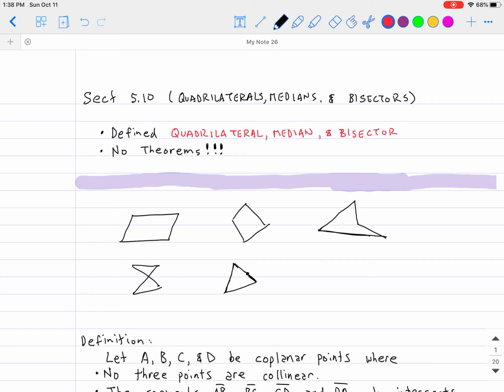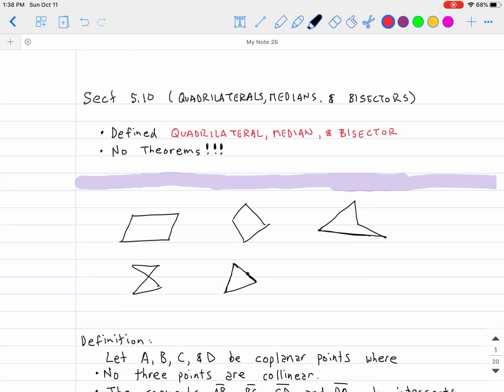Today, at the end of chapter 5, we will be talking about quadrilaterals, medians, and bisectors. So what are they and how do they affect what we're doing? And we're also going to define them. For once, we are actually not going to have any theorems in this section. So hooray for those guys that are kind of overwhelmed by those things. Anyhow, let's go ahead and get started.